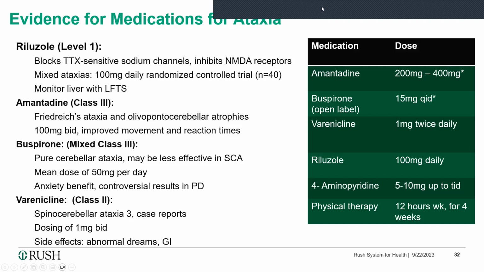What you can see here is there are some medications that have been published that can be helpful for the symptoms of ataxia. Riluzole has the highest level of evidence, so you might want to think about that one. You want to monitor the LFTs in these patients. We use a lot of amantadine because it's cheap, it's easily available, and can help. I usually have to go up to 400 milligrams in these patients. Sometimes we'll think about buspirone or varenicline, but again, they have mixed evidence.